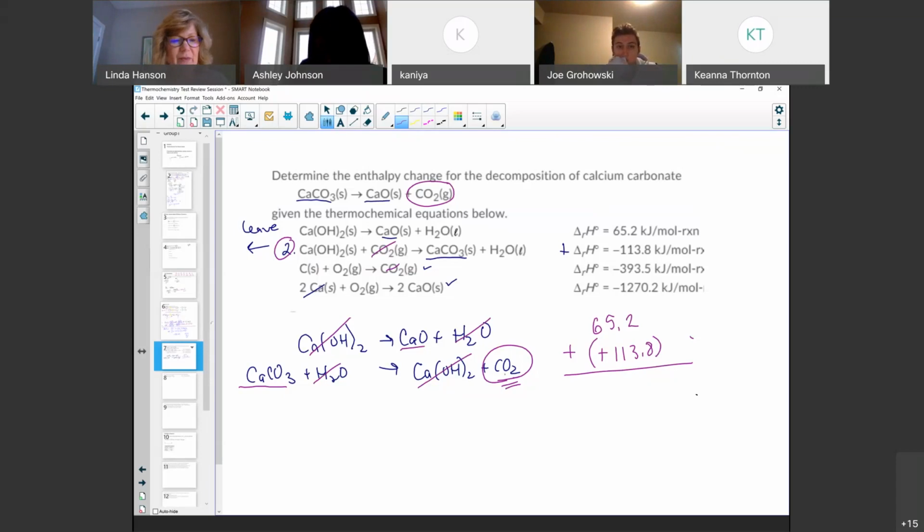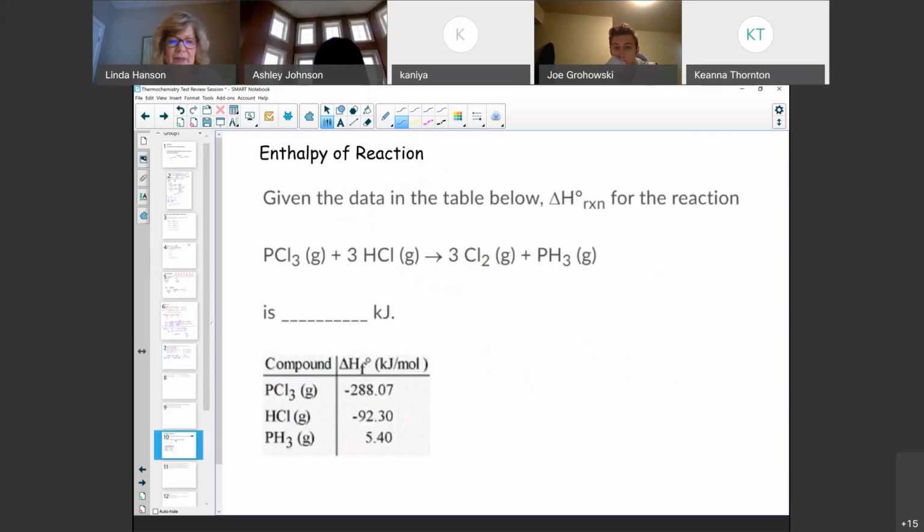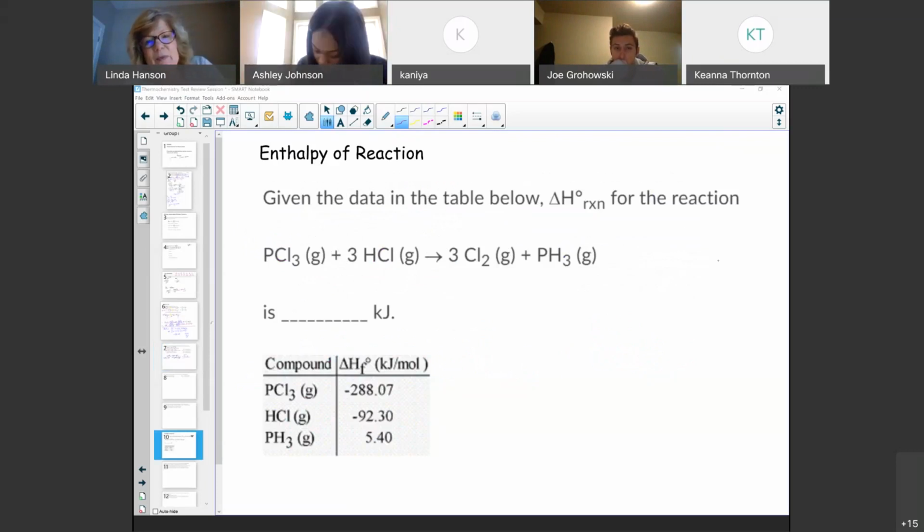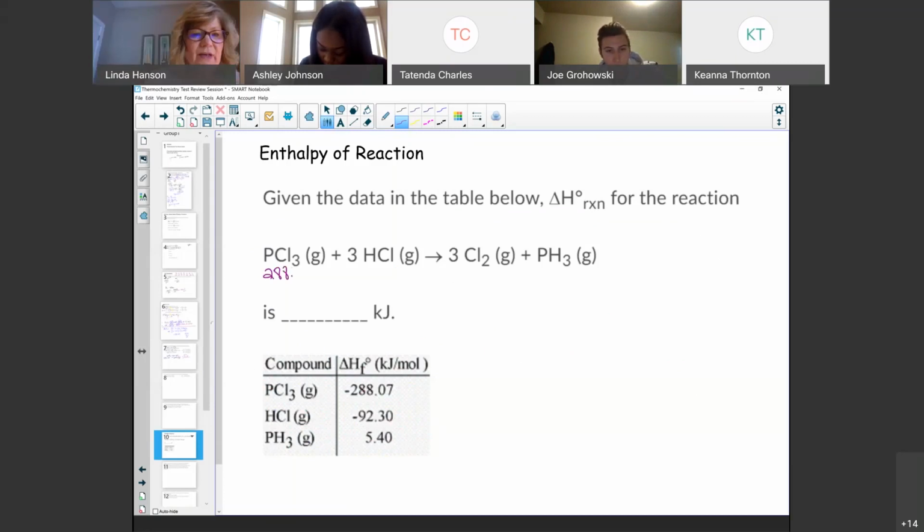This was emailed to me by a few people, a problem something like this one. Given the data in the table below, calculate the delta H of reaction. And I'm given PCl3, and I'm just going to put the number right underneath it, negative 288.07. HCl is negative 92.30. Only other one is the PH3, which is given as 5.40.